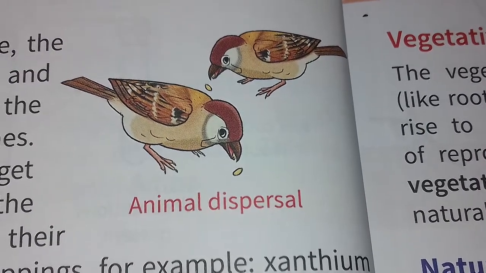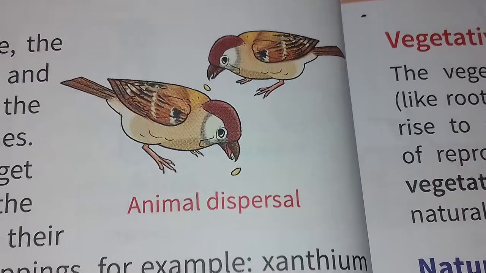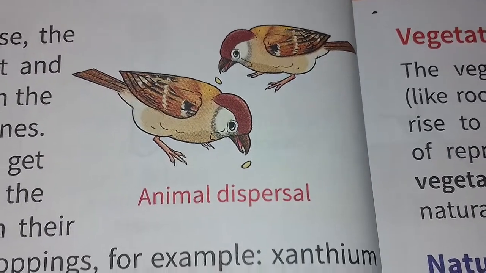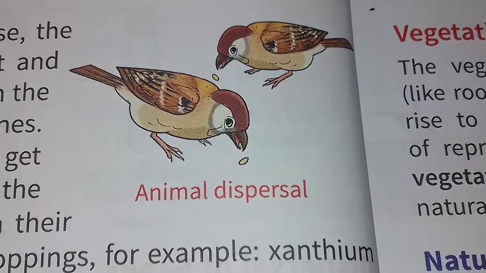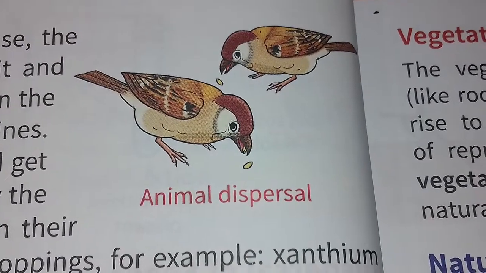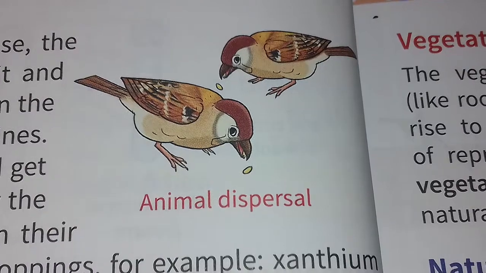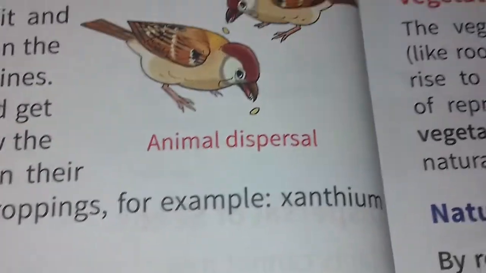And sometimes it also happens that animals or human beings eat the fruit and throw away the seeds. That is also a form of animal dispersal. So, these are the forms of animal dispersal.